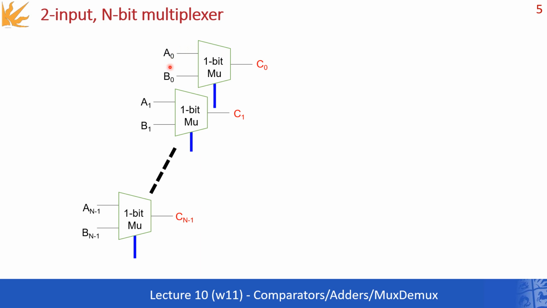Now, each and every one of them, depending on the control that you apply, would be outputting a different C value, C0, C1, all the way to Cn-1. Overall, you've got n different pairs of A's and B's and n different outputs from 0 to n-1.